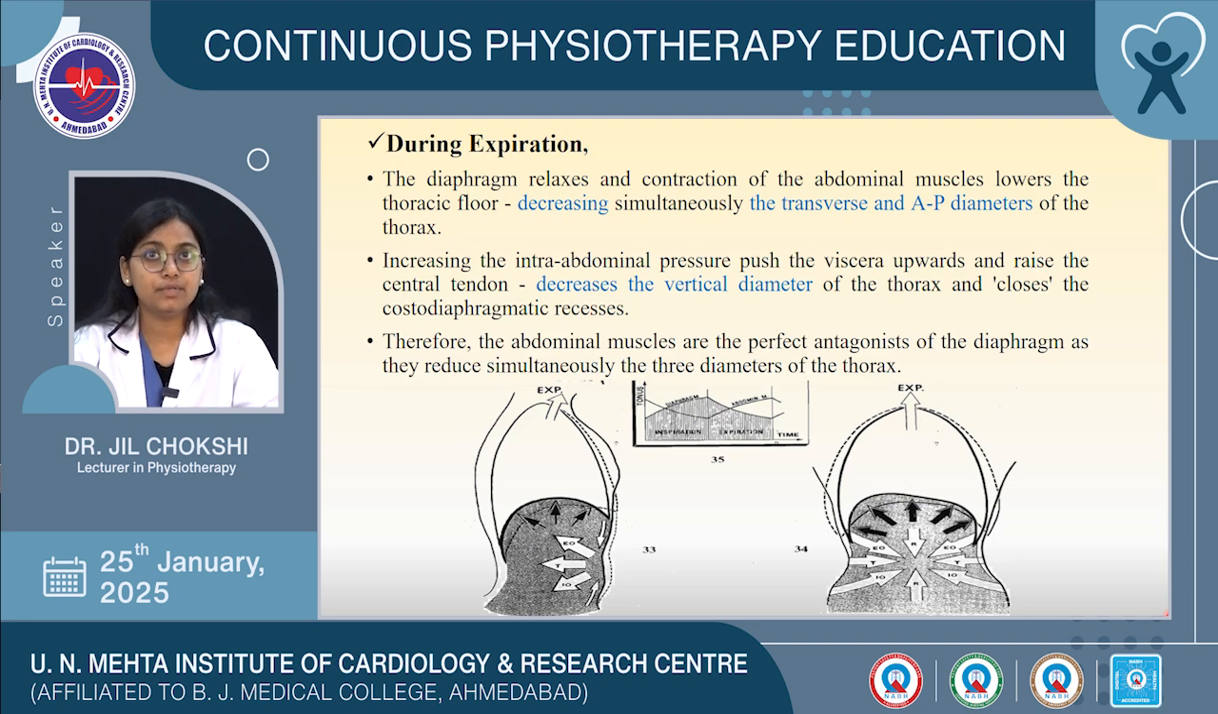Increasing the intra-abdominal pressure pushes the viscera upward and raises the central tendon of the diaphragm. This will decrease the vertical diameter of the thorax and close the costodiaphragmatic recess. Therefore, the abdominal muscles are the perfect antagonist of the diaphragm as they reduce simultaneously the three diameters of the thorax. As you can see in this figure, at the time of inspiration, the tone of the diaphragm is greater. At the time of expiration, the tone of the abdominal muscles is greater.